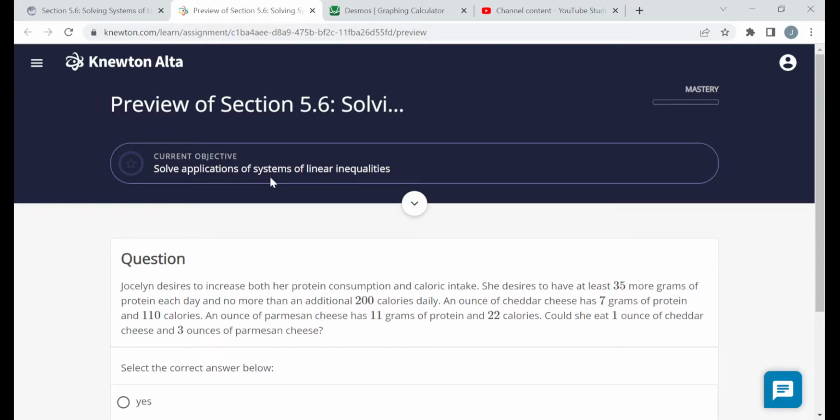We're just going to add another inequality. I kind of do 2 at the same time here, and I'll show you how to graph a system of linear inequalities in this video. Alright, but first we have an application.